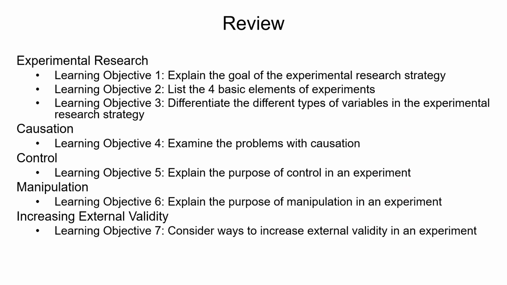Okay, as I said, a pretty short one. So we covered explaining the goal of experimental research strategy, listing the 4 basic elements of experiments, differentiating the different types of variables in the experimental research strategy, examining the problems with causation, explaining the purpose of control in an experiment, explaining the purpose of manipulation in an experiment, and considering the ways to increase external validity in an experiment. However, it comes at the cost of internal validity.